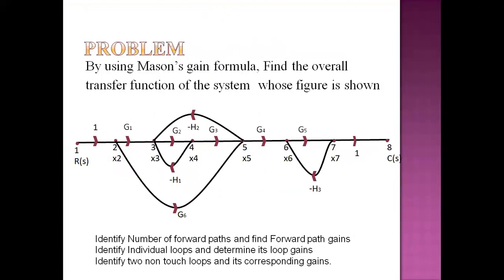Now let us consider a problem to solve the signal flow graph by using Mason's gain formula. In this problem, there are a number of forward paths, individual loops and two non-touching loops. The first step in solving a signal flow graph problem is to identify the number of forward paths and their corresponding gains, then individual loops and their loop gains, and finally the number of non-touching loops and the corresponding gains.